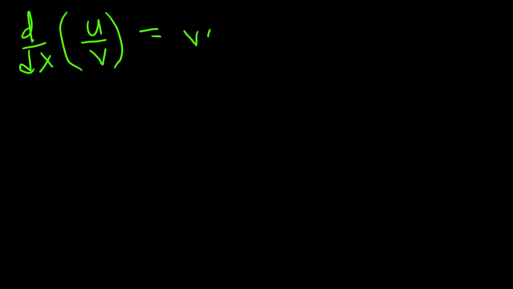In this video, I will show you how to use the quotient rule to find the derivatives of rational functions. Let's say you have been told to find the derivative of u divided by v. This will be equal to v times u prime minus u times v prime, divided by v to the power of 2, where u prime is the derivative of u and v prime is the derivative of v. Let's look at some examples.